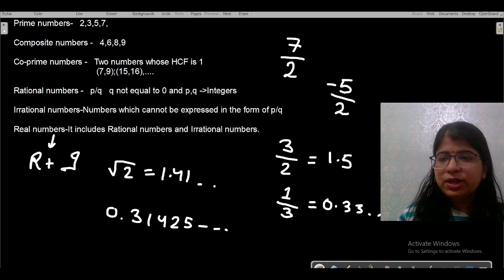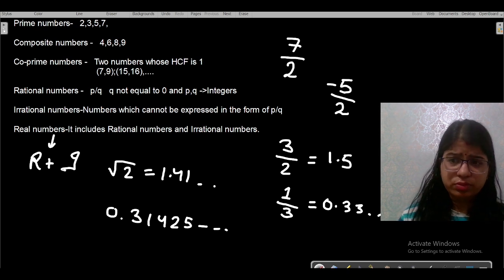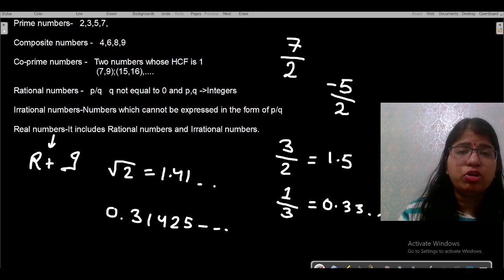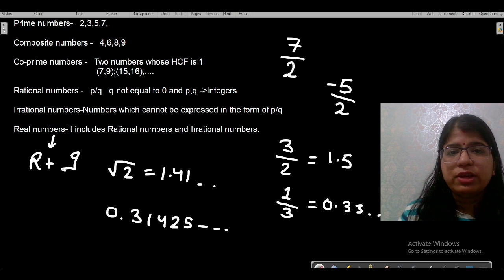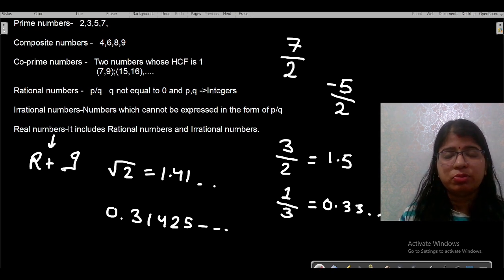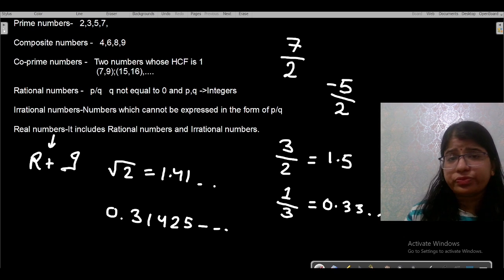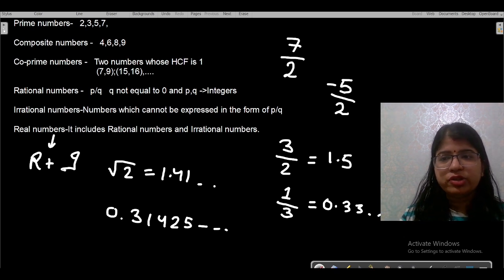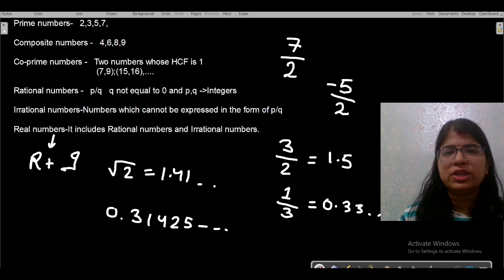But similarly, if I tell you all real numbers are rational numbers, it will not be true, because all real numbers cannot be rational numbers. If I give you an example like we have taken, 0.314 and so on, this is not a rational number, this is an irrational number, because a rational number is a subset of real numbers.